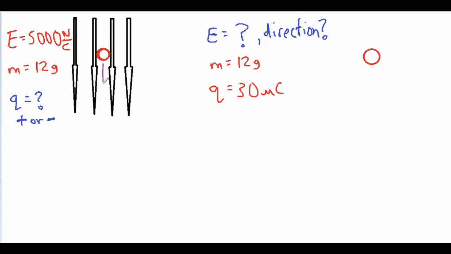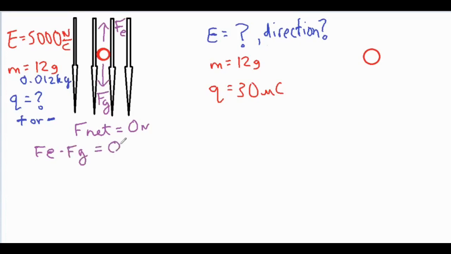So we have two forces on it, which are the force of gravity, and then that force from the electric field must be counteracting it, or else it wouldn't be suspended at rest, which means the net force on the object is definitely zero. So since we know that the net force is zero, that means that the force from the electric field upwards minus the force of gravity downwards is going to equal 0 newtons.